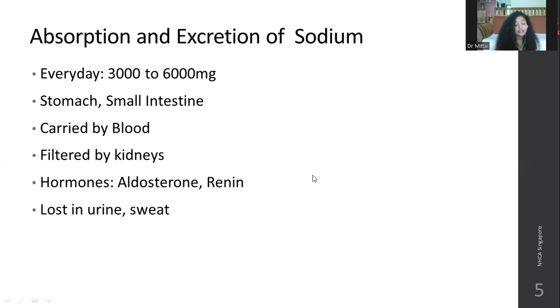And when there is too much sodium in your diet or in your body, that excess amount is definitely taken out of your body to maintain that equilibrium through urine as well as your sweat. And some amount of sodium is also removed through your feces as well. Okay, so is it clear, absorption and excretion of sodium? Is the absorption and excretion clear?